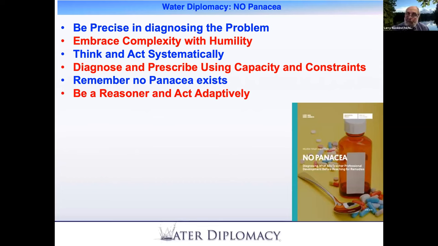Excuse me, Shafi. When you say diagnose and prescribe using capacity and constraints, you don't mean that you can't enhance the capacity with resources from outside the system, right? No, I don't. Very good point. Capacity is not fixed. Capacity can be enhanced, reinforced, even built, and even taken as an outside energy. So the World Bank can put in money. Yes, absolutely. I need to be a little more careful there. Let's not assume that the system capacity and constraints are fixed.